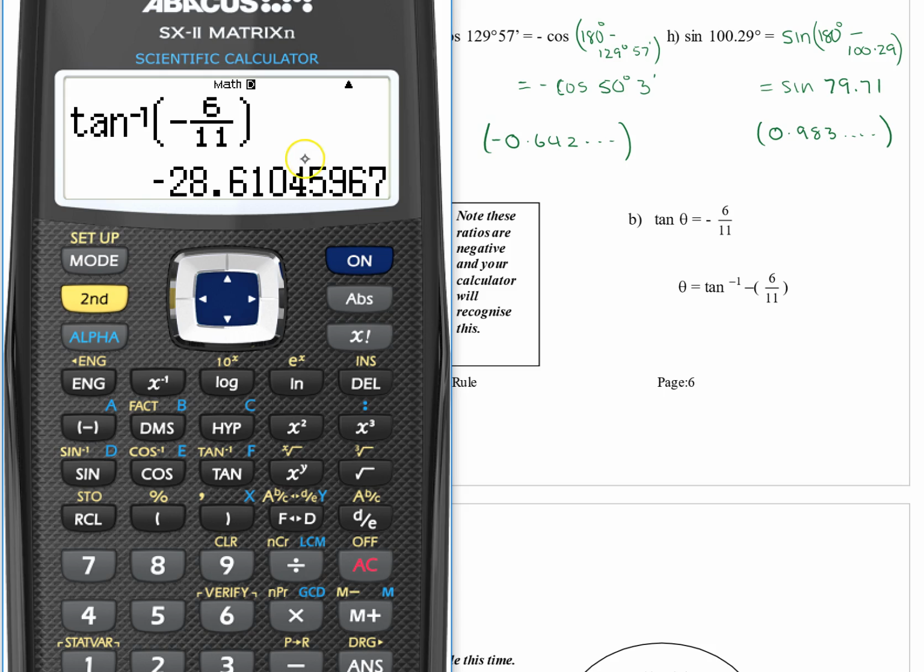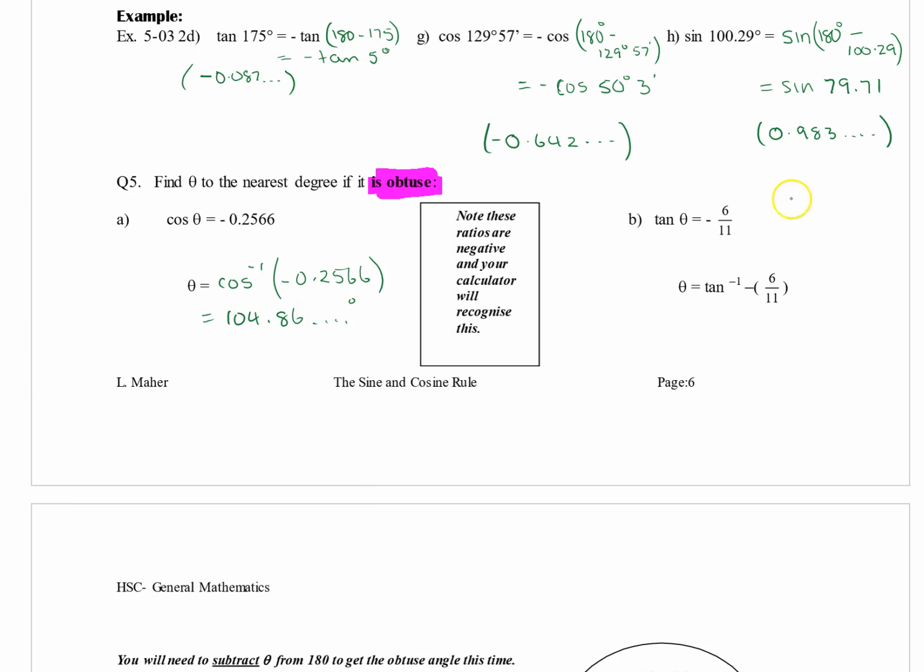as you can see from the calculator here, it's bringing up this answer negative 28. If you jump straight in and write that down, then it's incorrect. However, this is what your calculator will say. You have to know the next step. So we know ourselves that this has to be obtuse. That theta has to be obtuse.